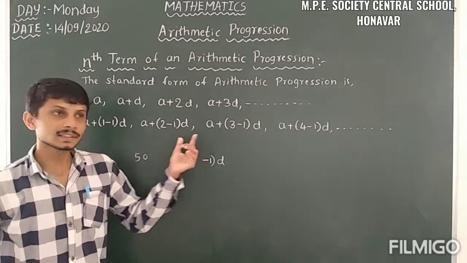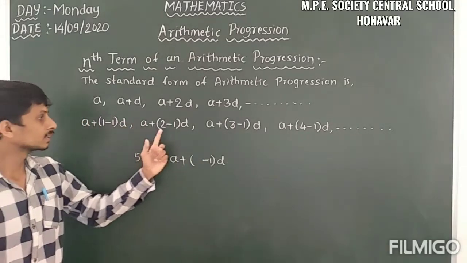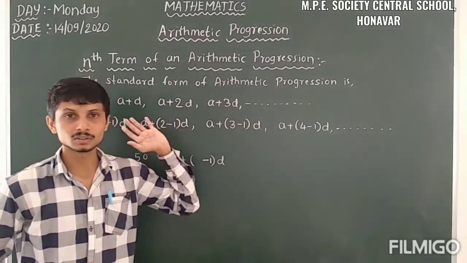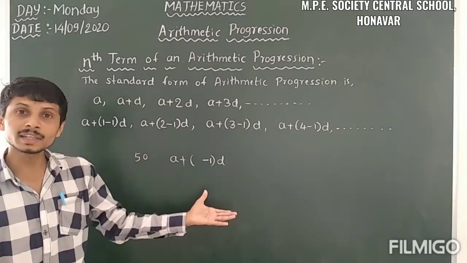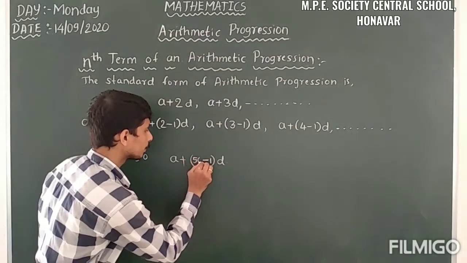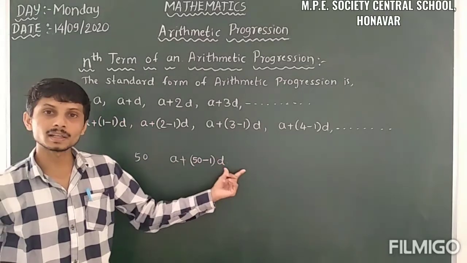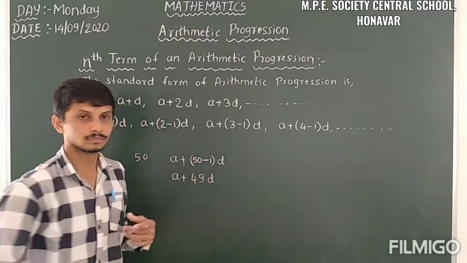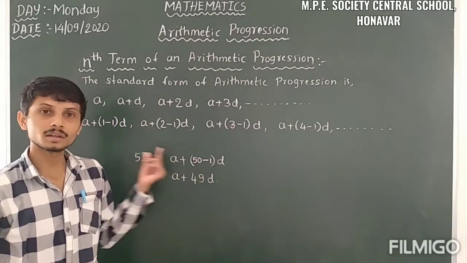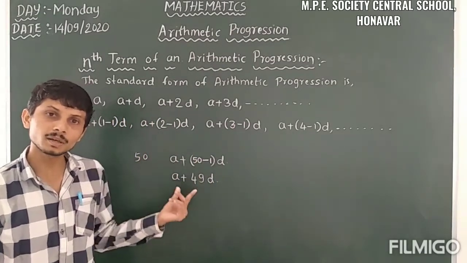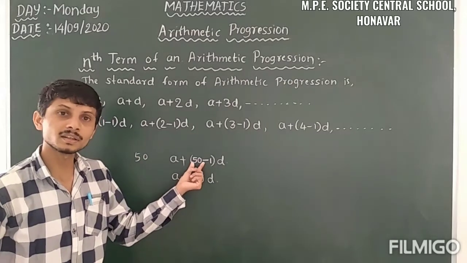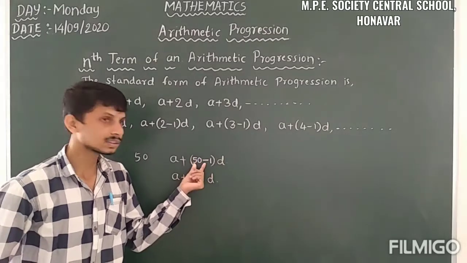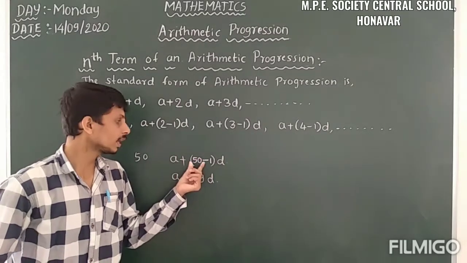Then in the first term 1 is there, in the second term 2 is there, in the third term 3 is there, and in the fourth term 4 is there. So that's why for the 50th term it must have 50: a plus 50 minus 1 into d. So we can write it as a plus 49d. So just observe the nth term of an AP, or the 50th term of an AP. I inserted between the bracket 50 minus 1, substituting 50 and minus 1.